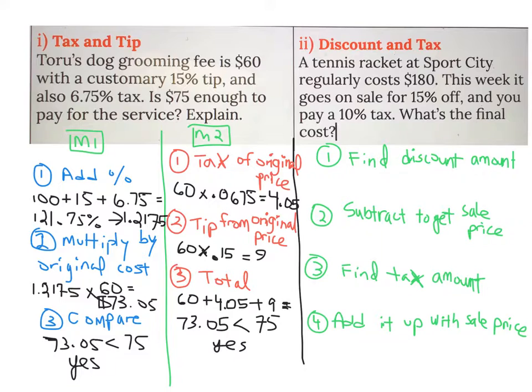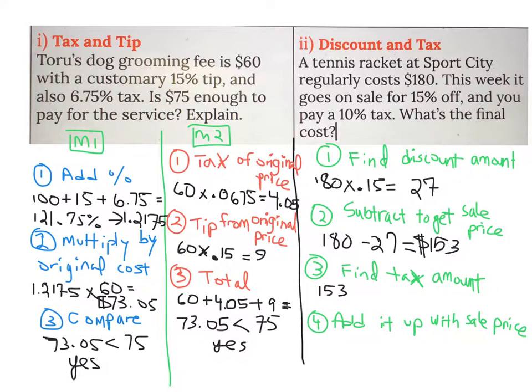Let's go ahead and work it out. First, we're going to multiply our $180 by our 15% to find the discount amount. This amount is $27. Next, we're going to subtract 27 away from 180 to find the sale price. Our sale price is $153.